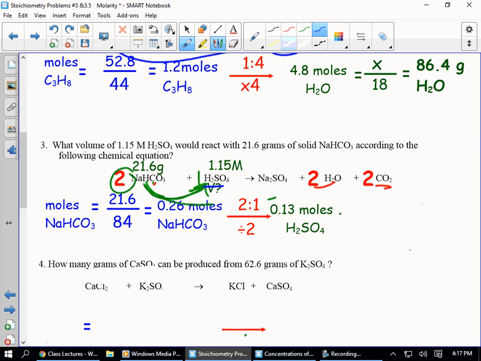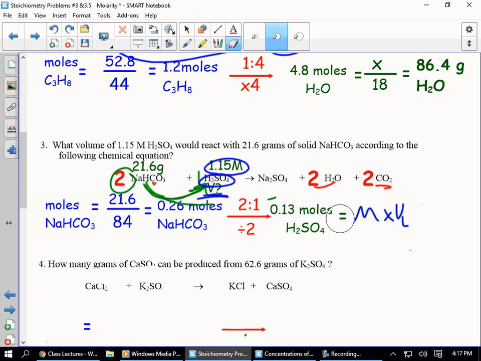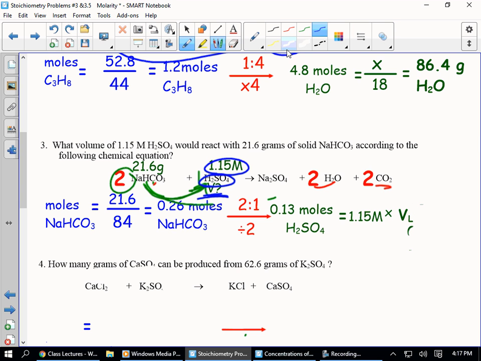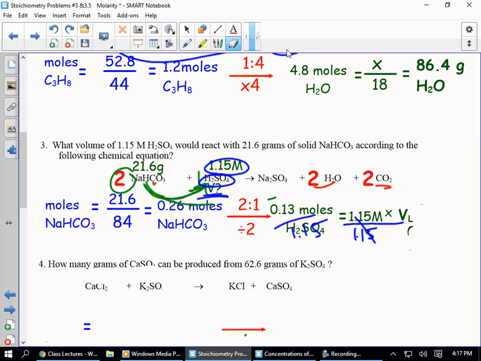Now I have moles of H2SO4, I have molarity of H2SO4, and I want to find volume. So I'm going to set this equal to M times volume in liters. What do we have? We have molarity, and we're looking for volume in liters. To get volume in liters by itself, I'm going to divide this by 1.15 to get rid of that. The number that comes out of your calculator should look like this, 0.0113. Now, you know you have to have a unit on the end of every answer. If it goes in as liters, it also comes out as liters.